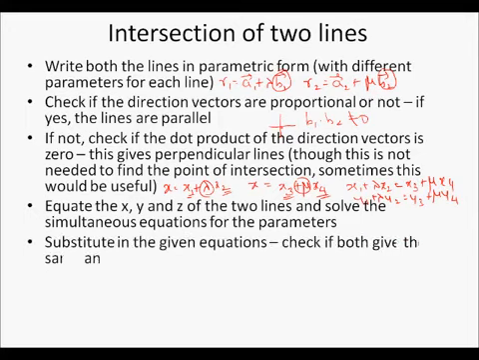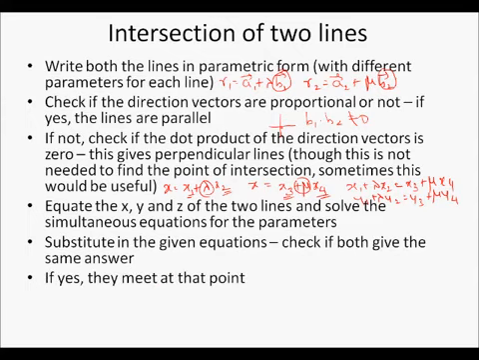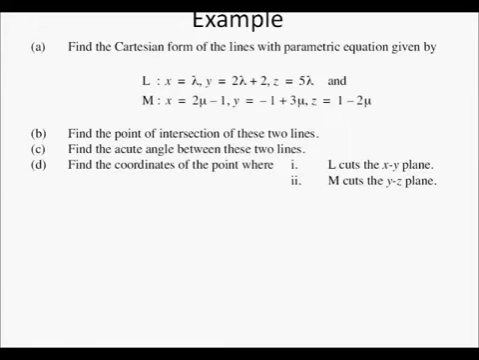Substitute the lambda and mu into those equations for x, y and z separately, for the separate lines given. Check if both the answers give the same value. If they do, then they meet at that point. Whatever x you get, whatever y you get, and whatever z you get, that's the point where they meet. If they don't give the same answer, then they are neither parallel nor do they meet, which means they are skew lines.